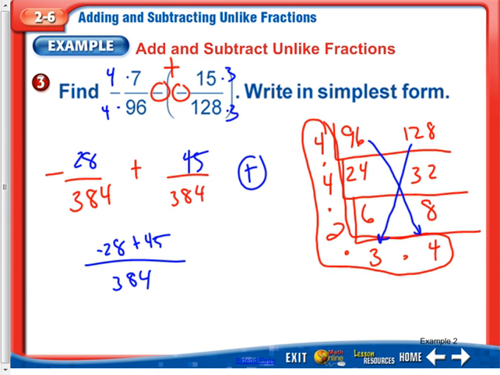All right, so if I do the 45 minus 28, I'm going to get 17, and we'll get 17 over 384. And you can go ahead and check your divisibility rules, but 17, since it's a prime number, does not go into 384, so therefore it is in simplest form. Okay, so this one was a little bit trickier. Using the L method, it helps us find out what is the least common denominator a little bit quicker.